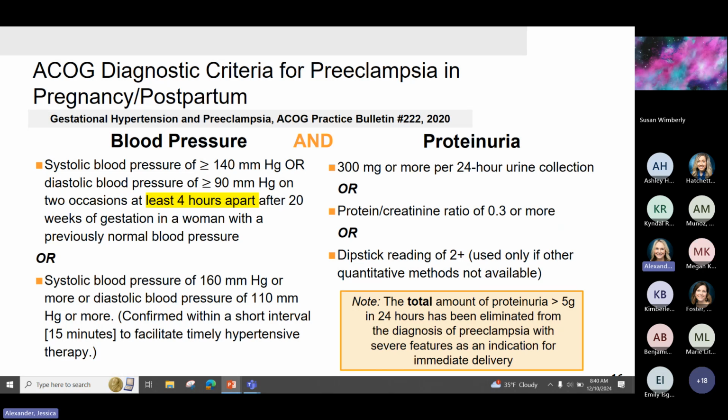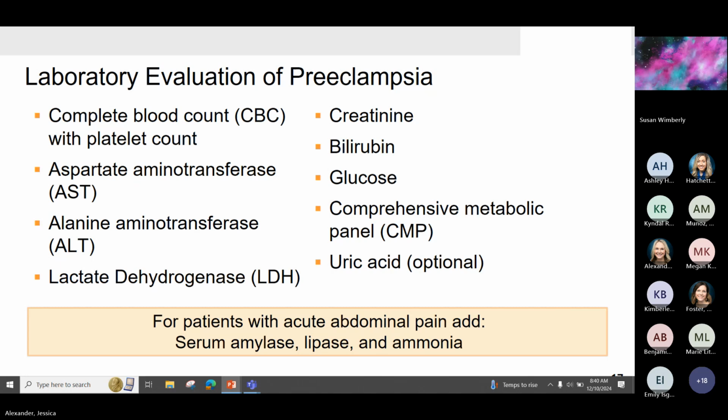Proteinuria is defined as 300 milligrams in a 24-hour collection, or what's becoming more and more popular is urine protein creatinine ratio of greater than 0.3. Dipsticks we never use to quantitate, but they've reported 2%.